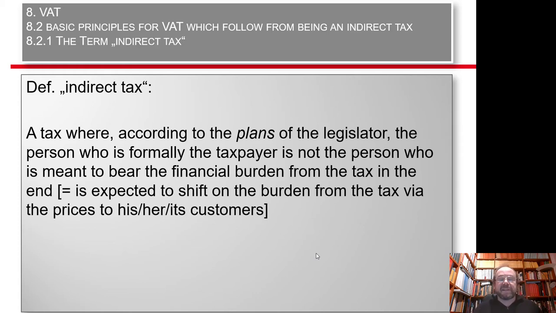So the idea is an indirect tax is a tax where the person who is officially obliged to pay the tax is different from the person who in the final end is meant to end up with the financial burden. So the legislator already plans that the official taxpayer is going to shift on the tax, for example, via the price mechanism to somebody else, for example, to customers.